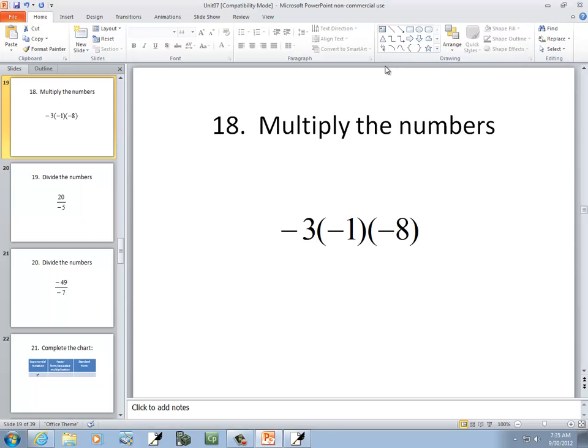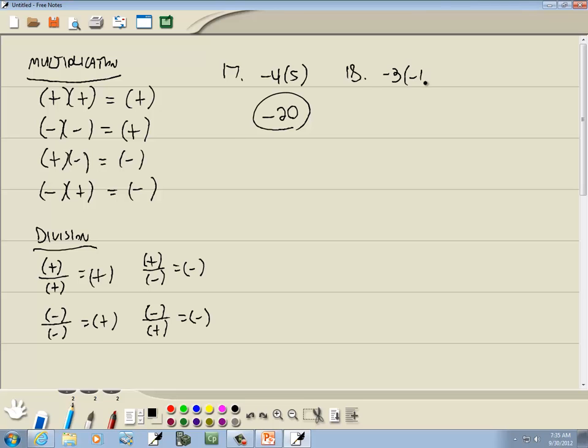Here we got a negative 3 times negative 1 times a negative 8. Now I know this is all multiplication because a number right next to parentheses indicates multiplication. So let's go ahead and multiply these two first. Well, a negative times a negative gives us a positive. And then 3 times 1 gives us 3. And then I'll carry down the negative 8. Now again, we have a number next to parentheses that indicates multiplication. Positive times a negative is negative. And 3 times 8 is 24.